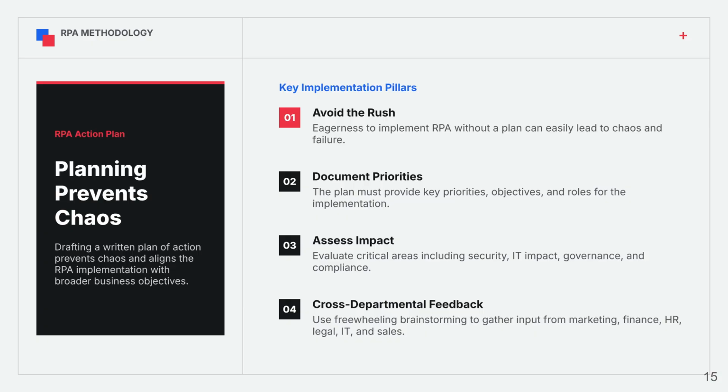Finally, effective planning requires collaboration across departments. Representatives from finance, human resources, marketing, legal, IT, sales, and operations should contribute their perspectives during brainstorming sessions. This cross-functional feedback helps identify hidden risks, discover new automation opportunities, and ensure that the final solution supports the needs of the entire organization. A well-structured action plan creates a strong foundation for RPA projects, ensuring that automation is strategically aligned with business objectives and delivers sustainable long-term value.